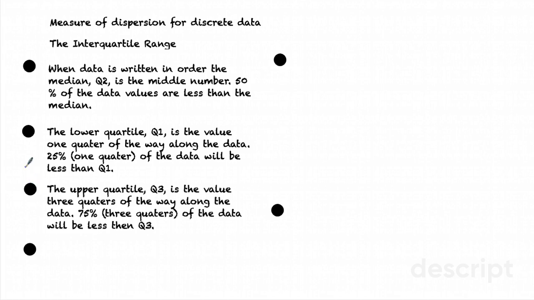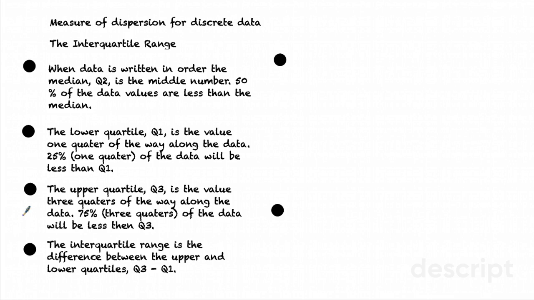The upper quartile, Q3, is the value 3/4 of the way along the data. 75% or 3/4 of the data will be less than Q3. The interquartile range is the difference between the upper and the lower quartiles. It's Q3 subtract Q1.